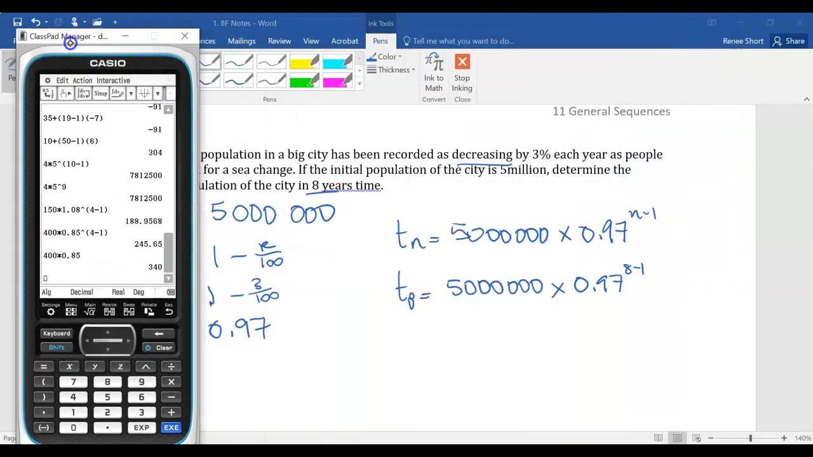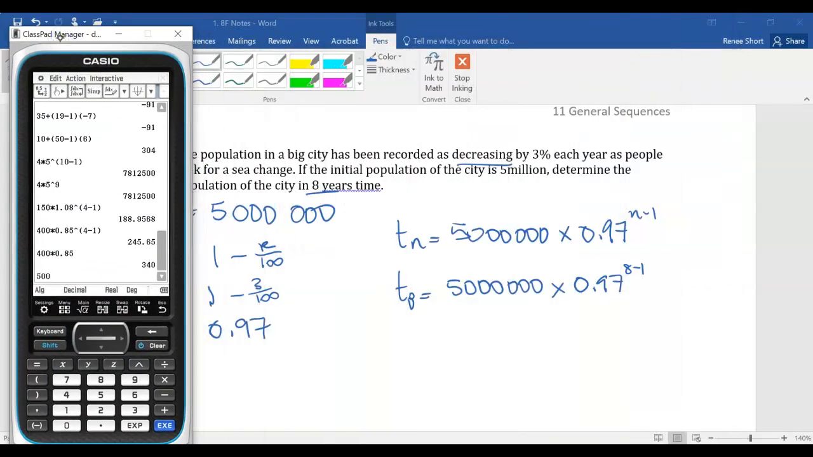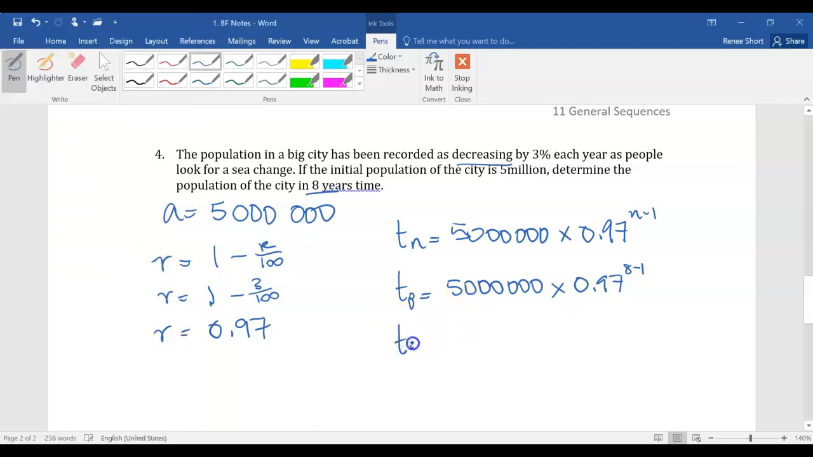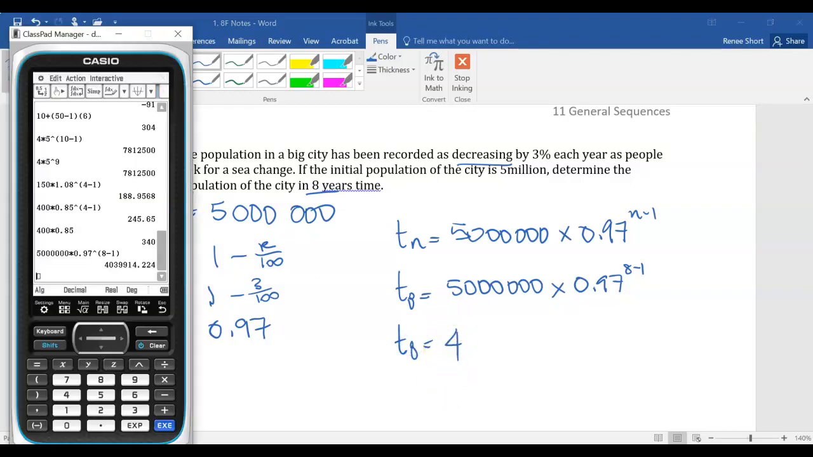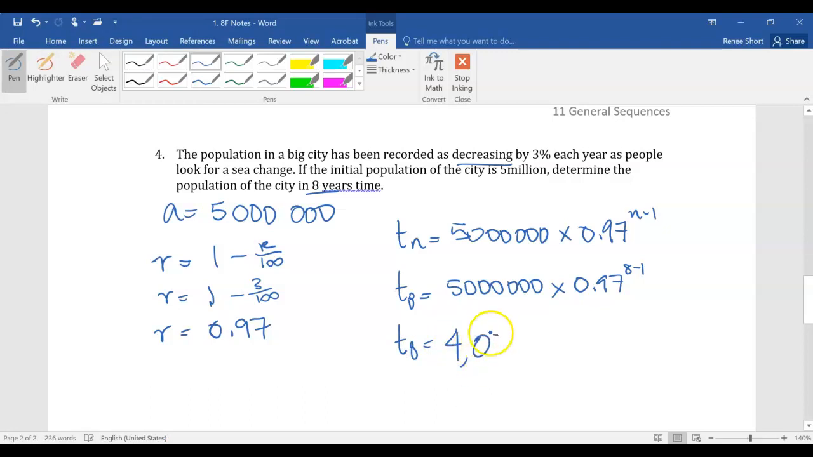And if I open up my calculator here, I can type this in. So 5 million times 0.97 to the power of 8 minus 1, or to the power of 7 you could put in. And I get here 4,039,000, so 0.39914.